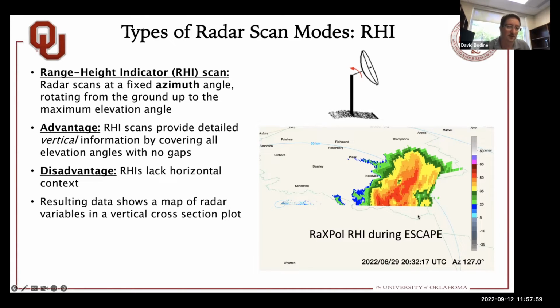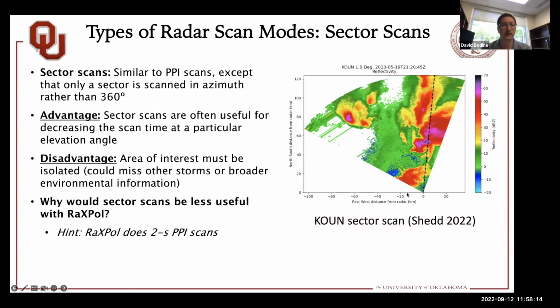But the big disadvantage of an RHI scan is you don't have any horizontal context to interpret it unless you do other PPI scans. So as you can see here, you get a nice vertical cross section through a thunderstorm from the RHI scan.